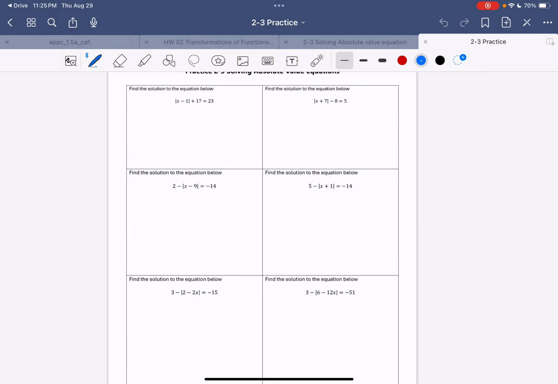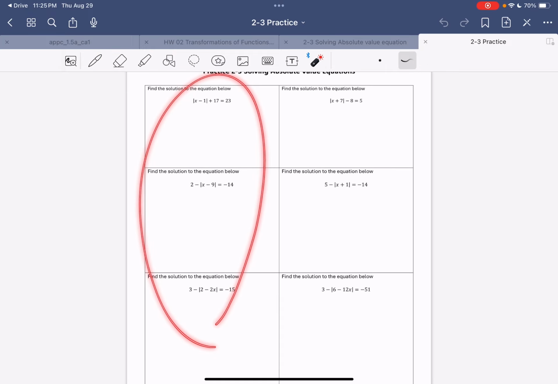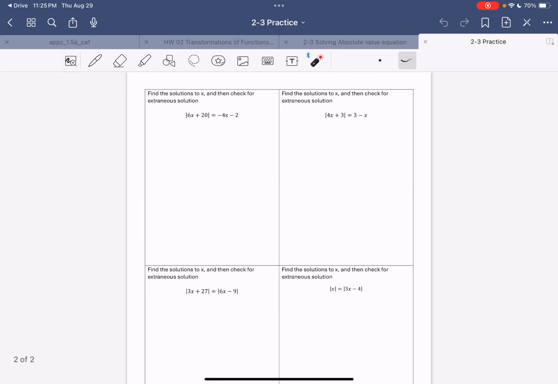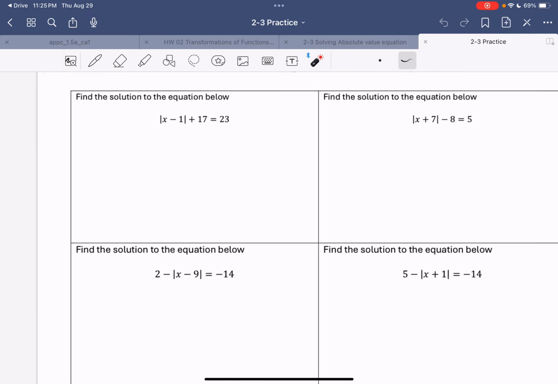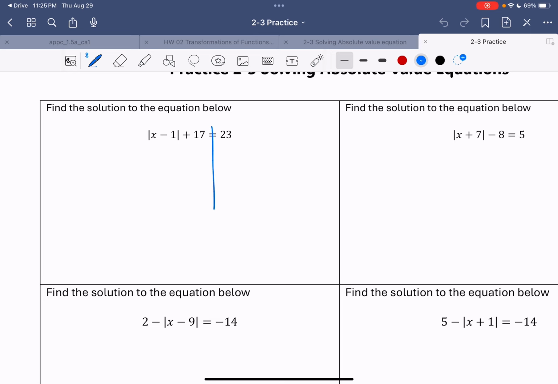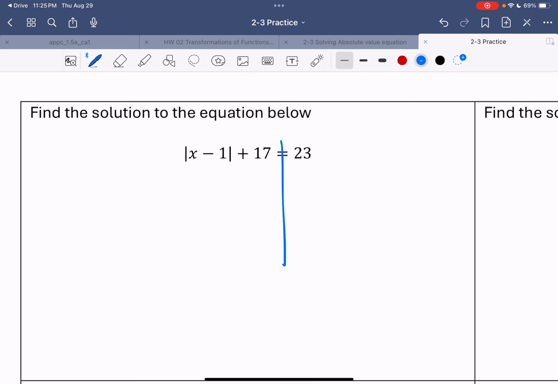So let's do this. I will try to go over some questions on the left. Make sure to try the questions on the right by yourself, okay? So here, number one. Find the solution to the equation below.